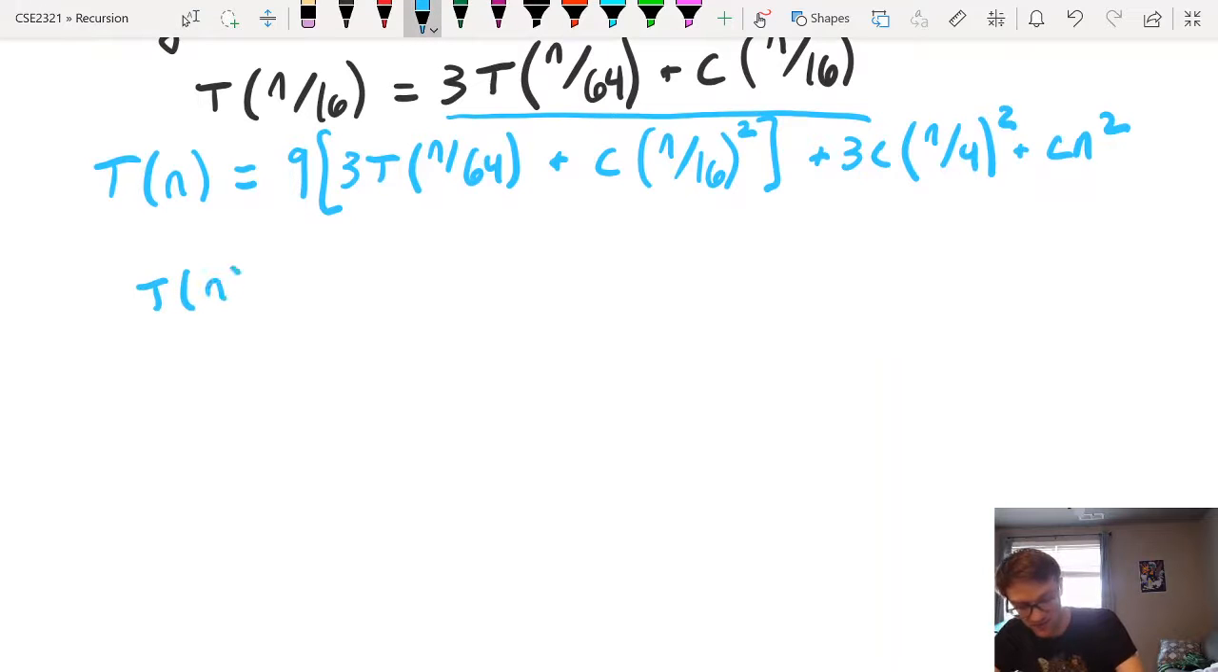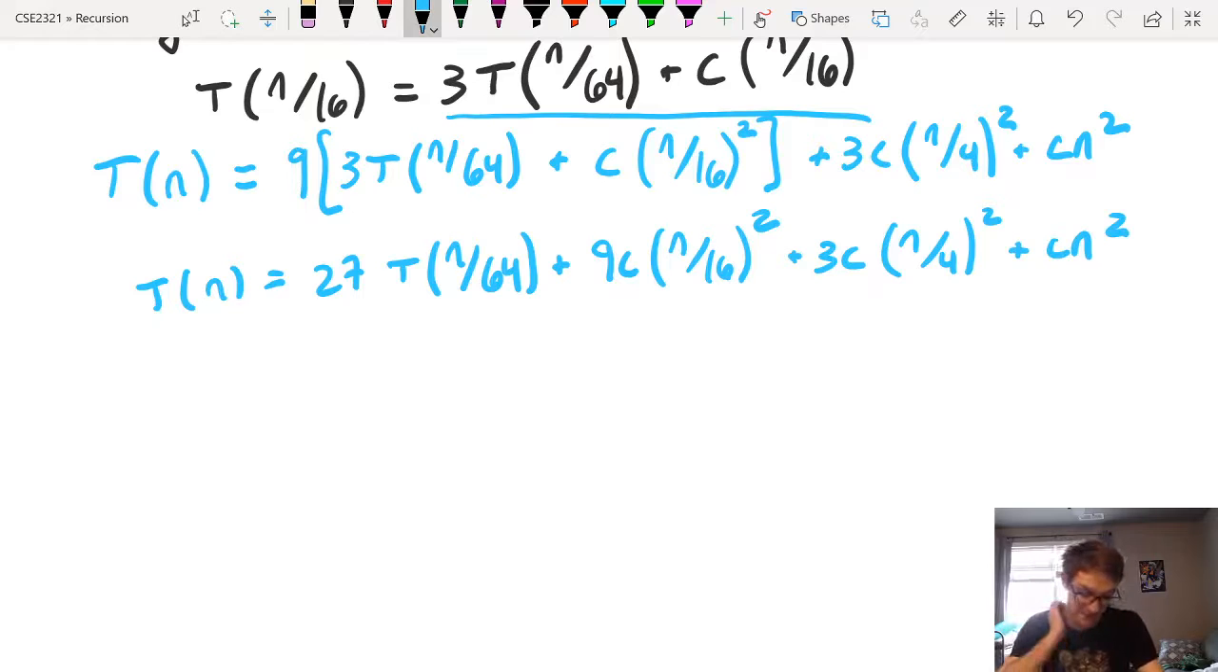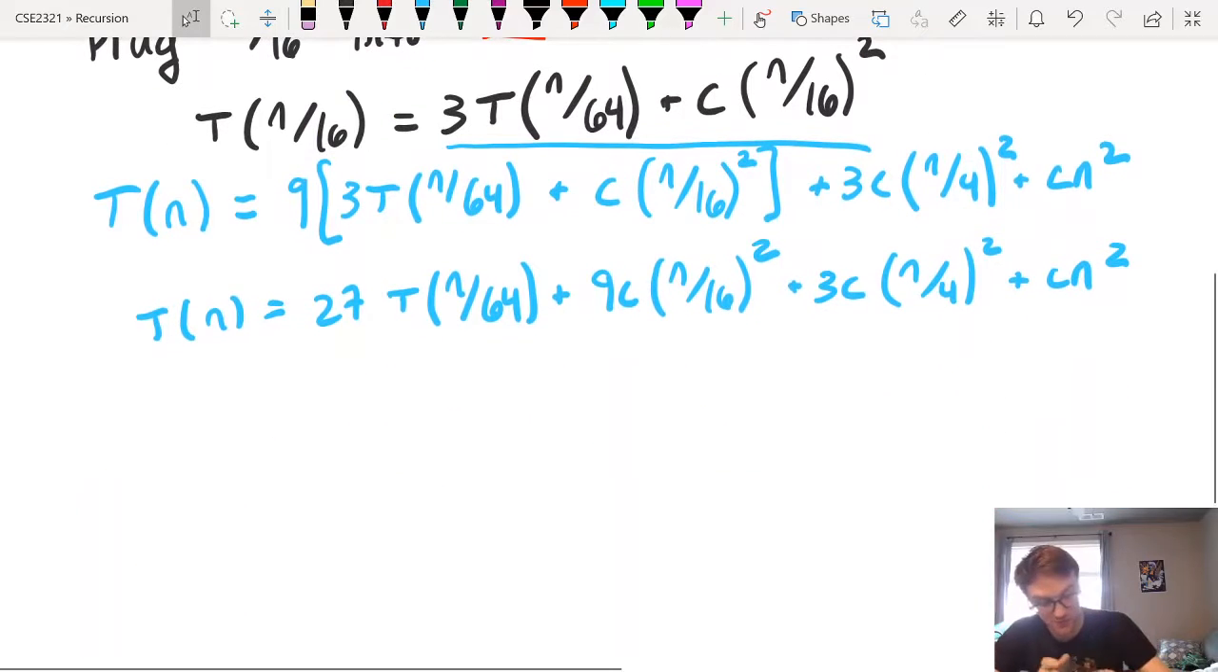We have T of n equals 9 times 3 is 27 times T of n over 64 plus 9c times n over 16 quantity squared plus 3c times n over 4 quantity squared plus cn squared. This is looking real messy, but thankfully there's some nice things happening. Let's look at the T term. We have a coefficient of 27, and a coefficient of 9, and a coefficient of 3. That looks like powers of 3.